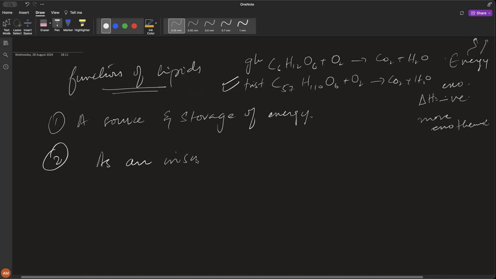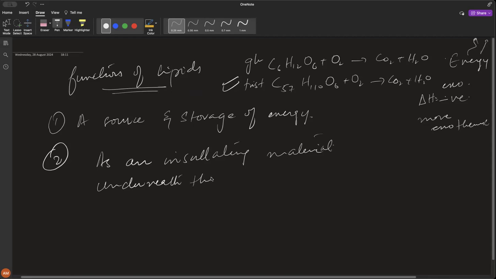Right. Second and the most important function is that they act as an insulating material. Okay, underneath the skin and around the organs.